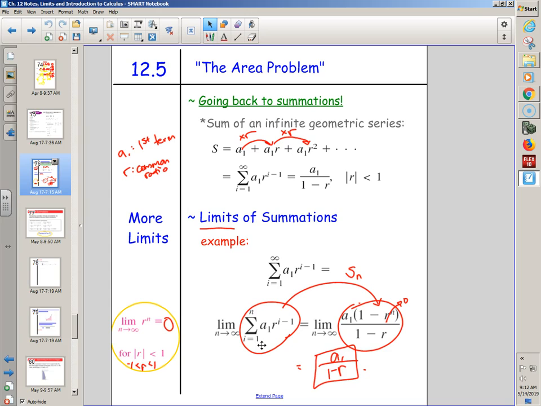And this one, if r is in between -1 and 1, this r to the n will go to 0 as n goes to infinity, because basically these little fractions in between -1 and 1, the bottom wins as you raise them to powers, is one way of looking at it. And then we get left with a sub 1 over 1 minus r, a formula that we memorized.